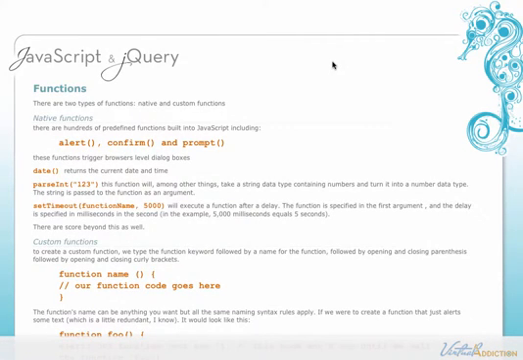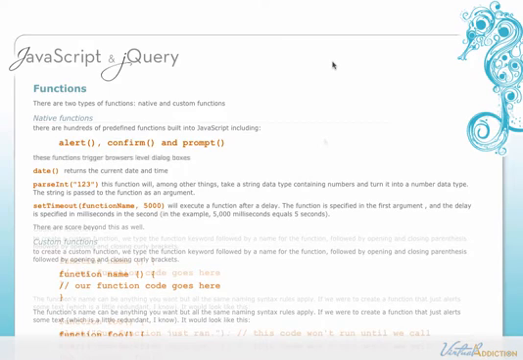There are two types of functions. Those that come out of the box, we refer to as native JavaScript functions, and those that you make up yourself, we refer to as custom functions. Let's look at each one. There are hundreds of predefined functions built right into JavaScript. These include things like alert, confirm, prompt, among many others. These functions trigger browser-level dialog boxes.